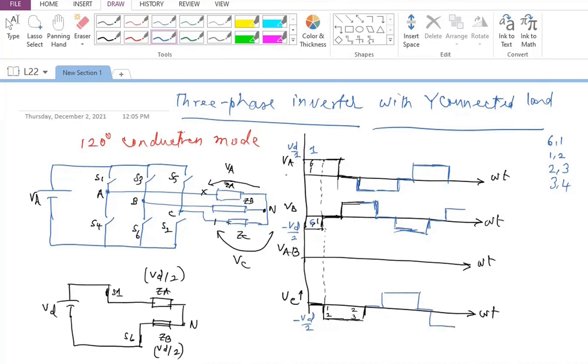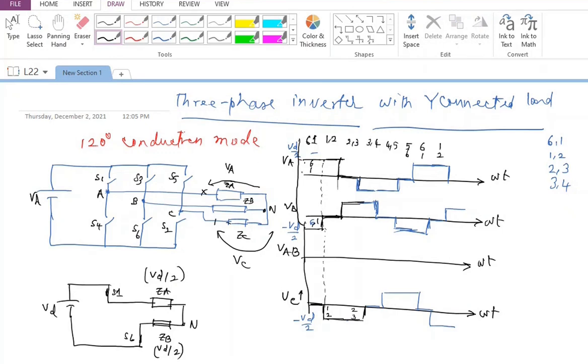So this is the kind of waveform I'm going to have. So I can very clearly say, if I just erase this, I'm going to draw this once again. Sorry. So I'm going to have 6, 1, then 1, 2, then 2, 3, then 3, 4, then 4, 5, and 5, 6. Then again 6, 1, 1, 2, and so on.